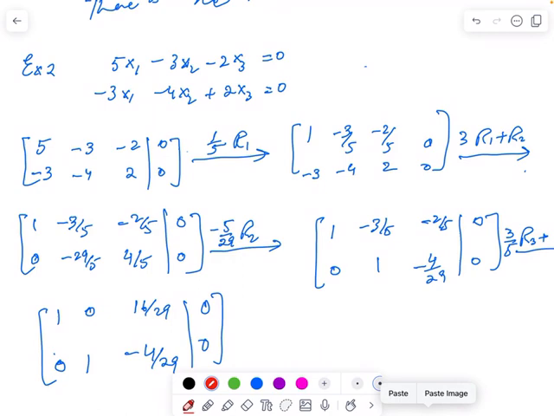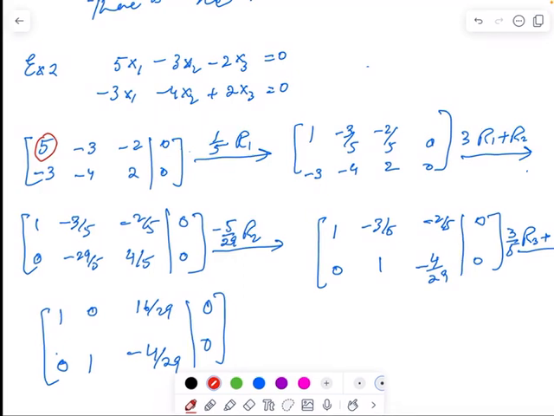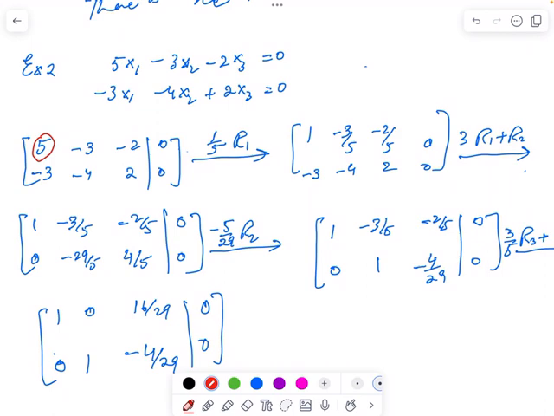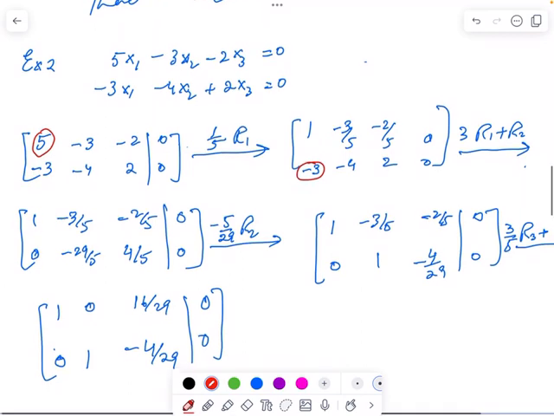The first thing I wanted was, this is the pivot, and so I want a 1 in this place. So I multiplied row 1 by 1 over 5 and I got fractions, but it doesn't matter. Now I want to make this entry a 0. So I multiply the first row by 3 and add it into the second row. So here is my action, and I performed the action and I got fractions over here as well.